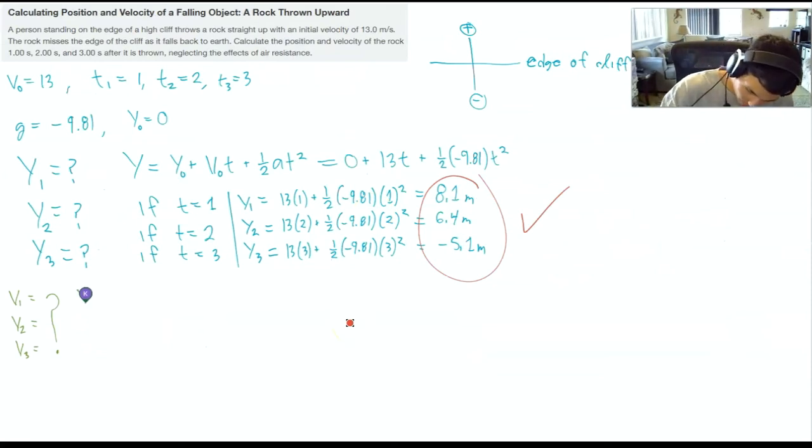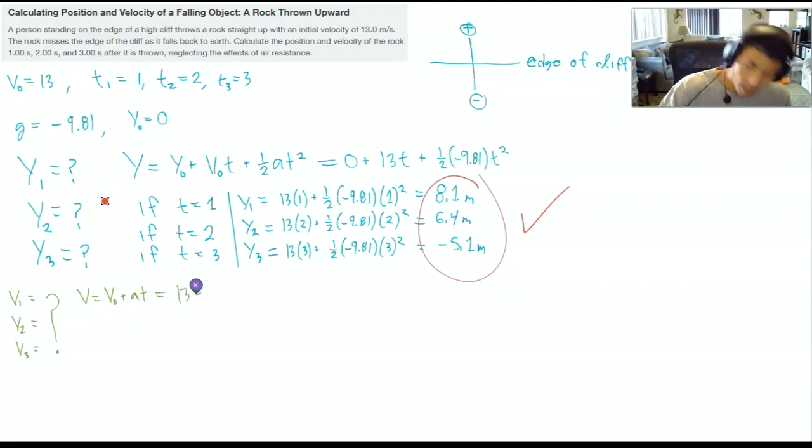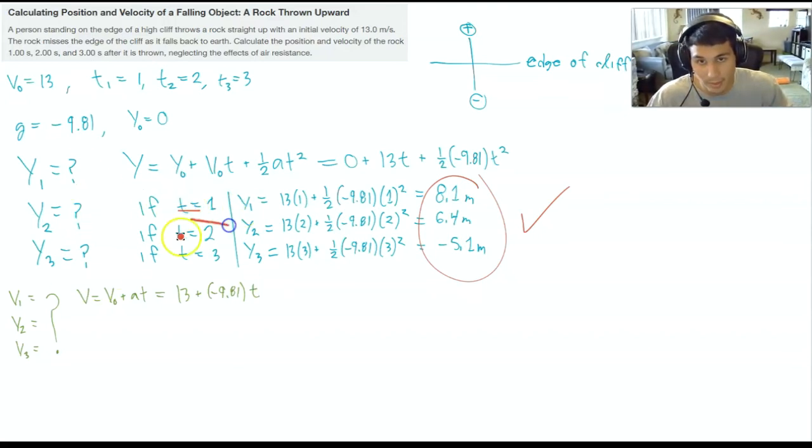So we're going to use v is equal to v0 plus at. And let's make this equation specific for our situation. We don't know what v is. We'll find it. But we know what v0 is. v0 is positive 13. And then what's gravity? Gravity is going to be negative 9.81. So it's going to be plus negative 9.81 times some time t. And this is our time t.